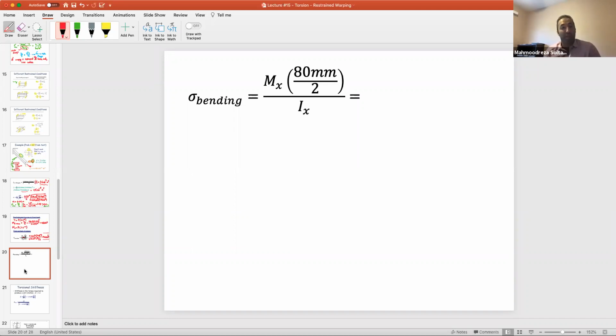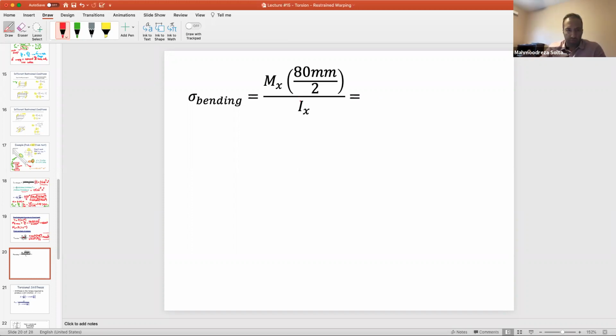My over I, but this is about x-axis. The traditional one is about x-axis, right? Mx times the height over 2. Height over 2 would be the maximum distance from neutral axis, right? Over moment of inertia about x-axis.